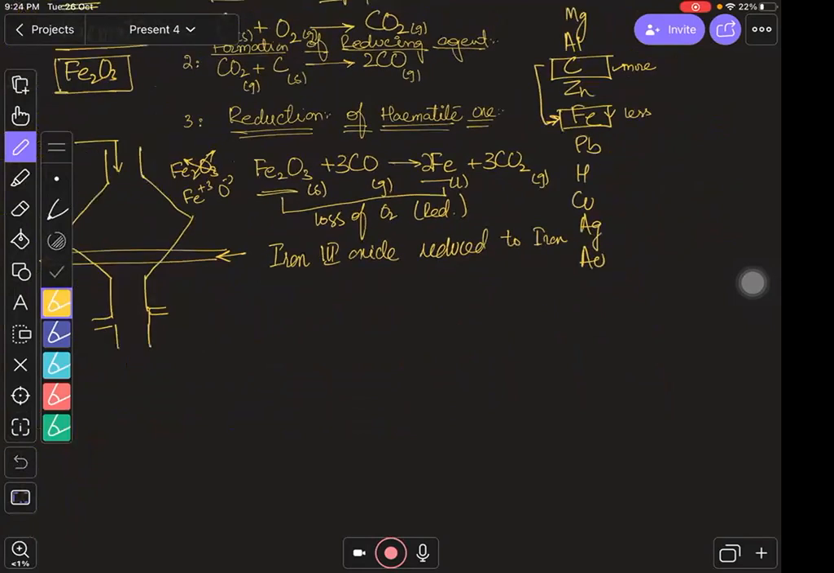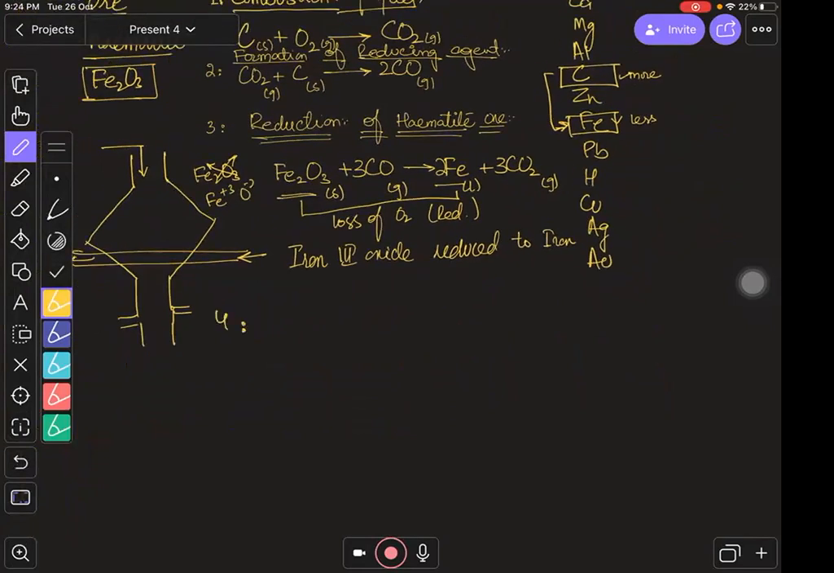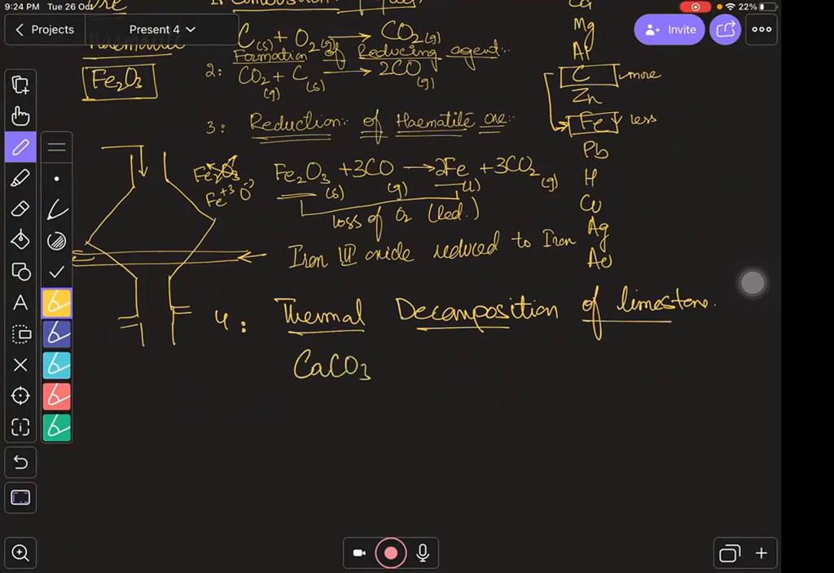oxygen over here, right? Then one more important reaction over here is the thermal decomposition of limestone. It is again a very important step. Why we are doing it, I am going to tell you later on. You can see over there, what is limestone? Limestone is calcium carbonate. When we heat it, it will break down into calcium oxide and carbon dioxide, right? Now, why are we using this process?